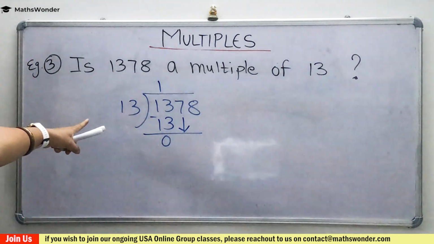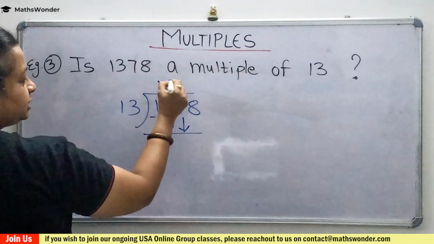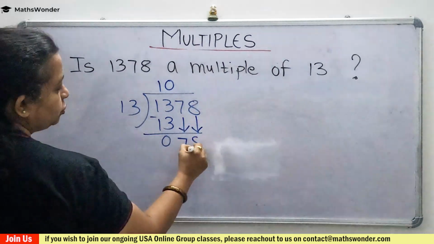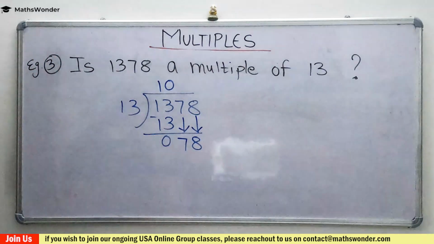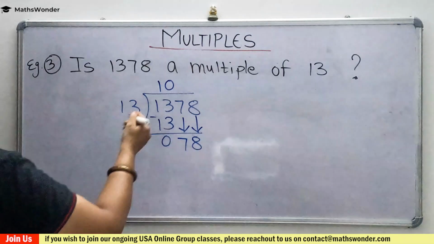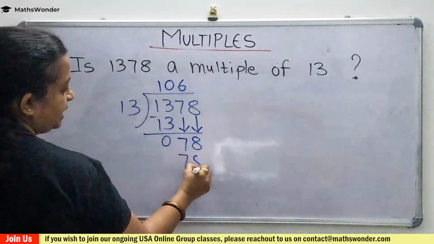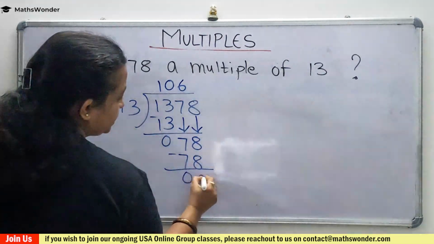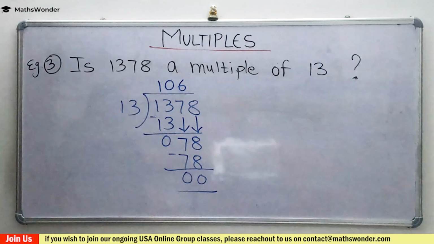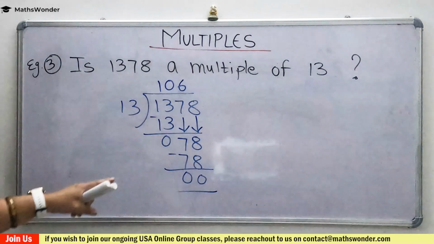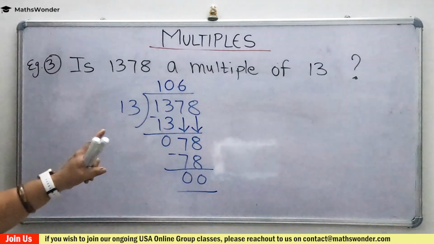When we have to take 2 numbers, then you have to add 0 here. Then we'll copy the next number. Now 13 times 6 is 78. So the remainder is 0. That means 13 divides 1378 exactly.